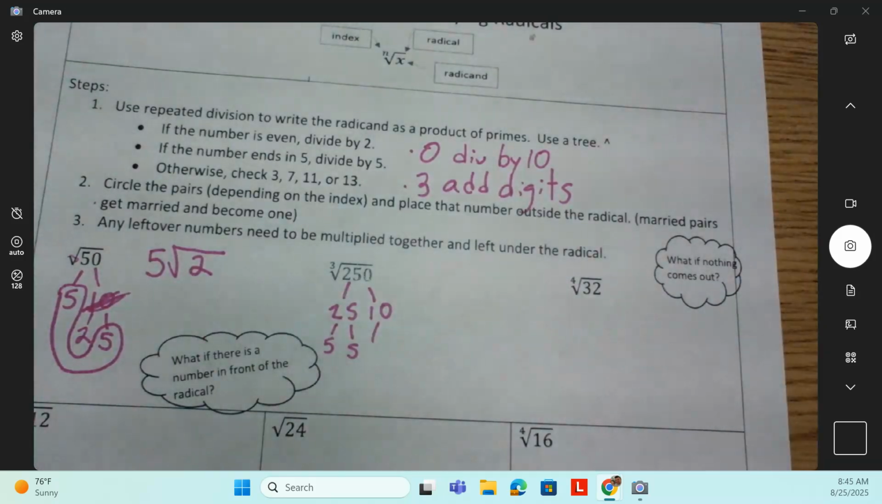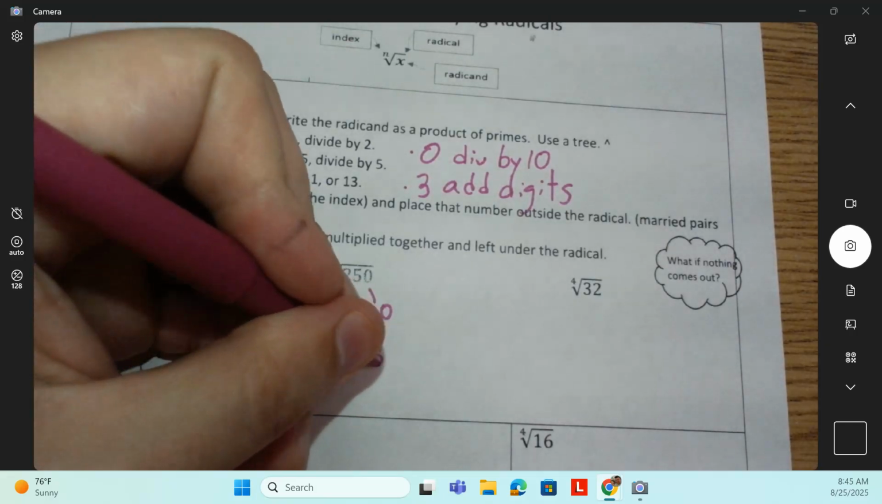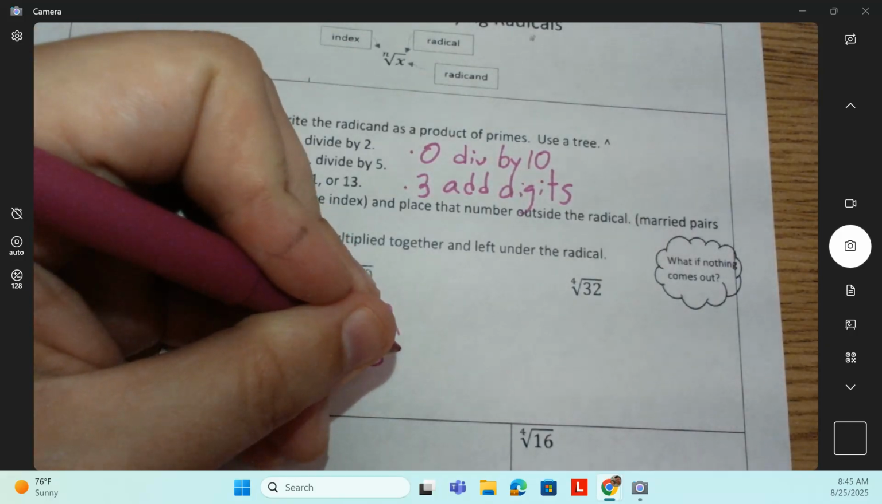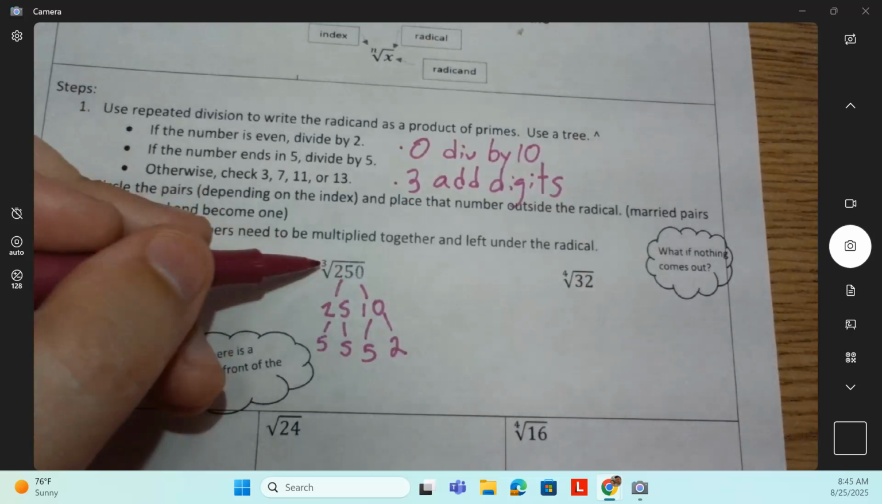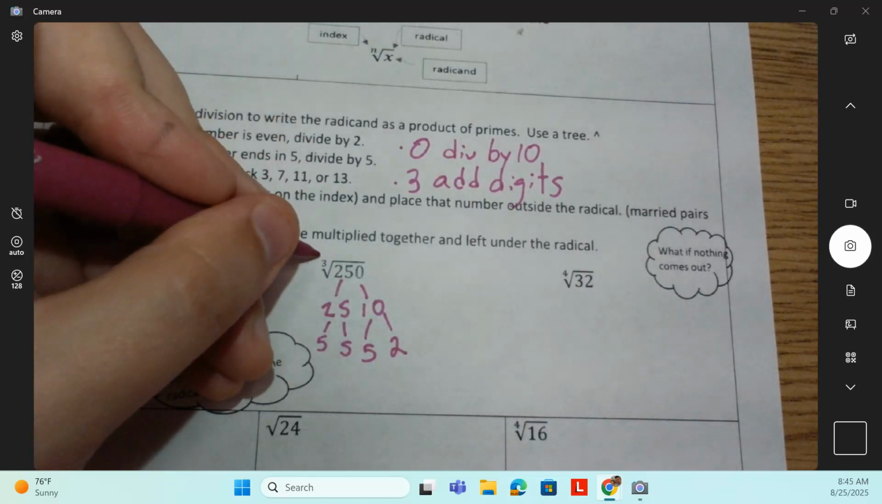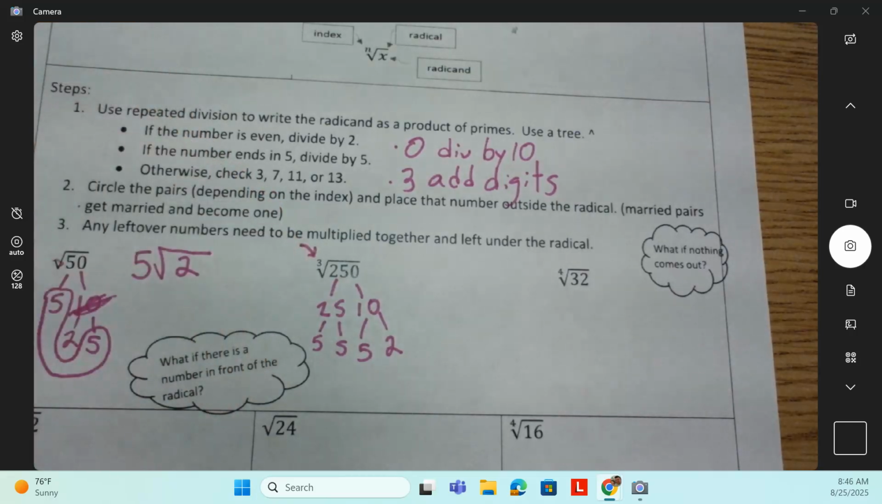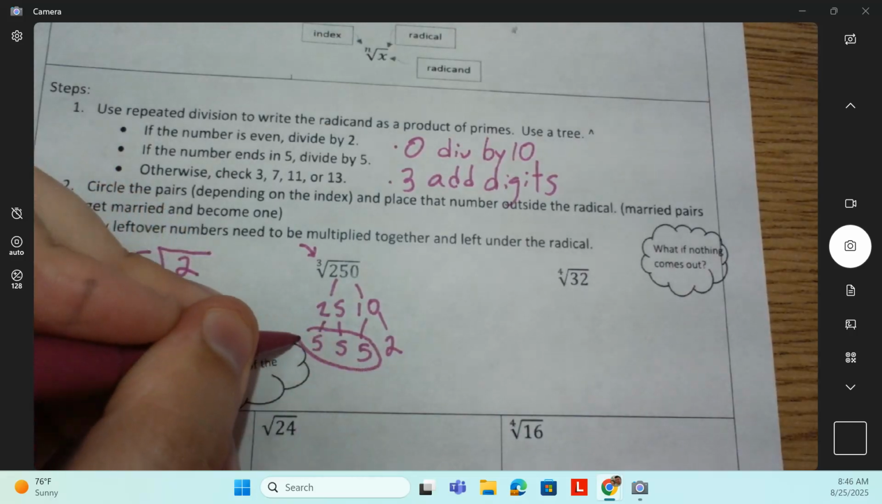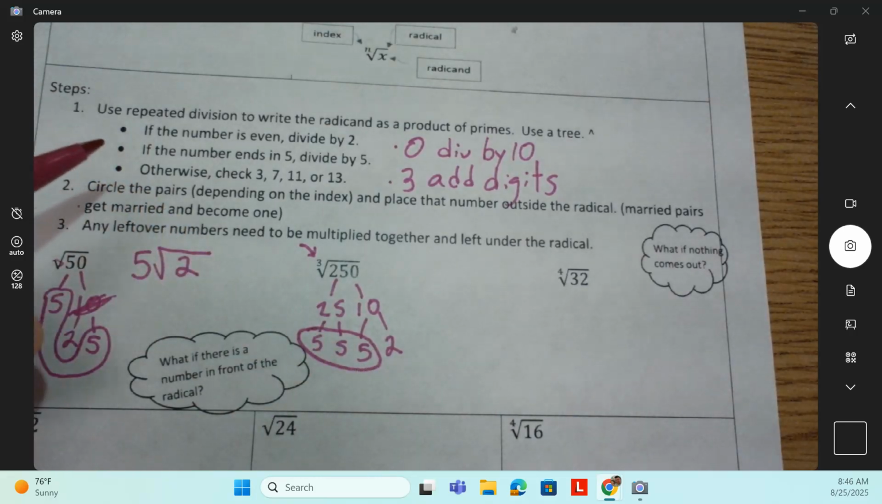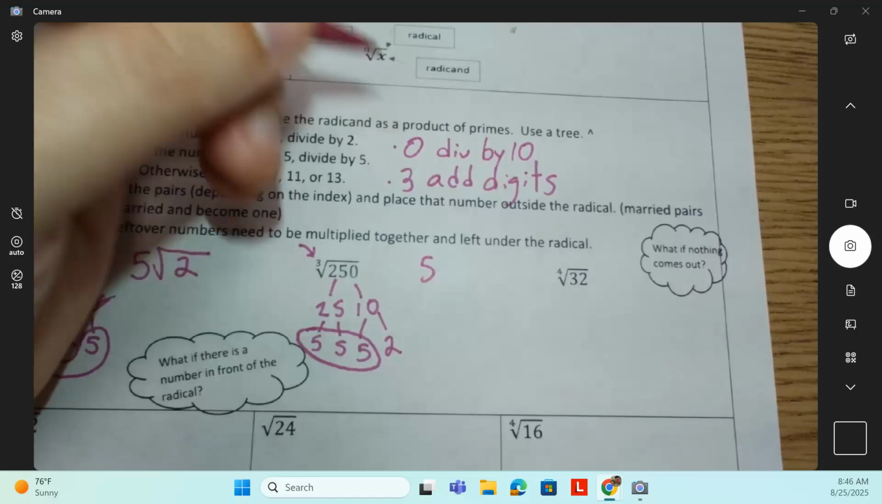So on this one, as we split it up, we end up with three 5s and a 2. The big difference here is that I've got this index of 3. Whenever that index changes, when I've got a little number there, that means instead of a group of 2, I've got to get a group of 3. So here I've got a group of 3 fives, and all of those combine together to bring a 5 on the outside.